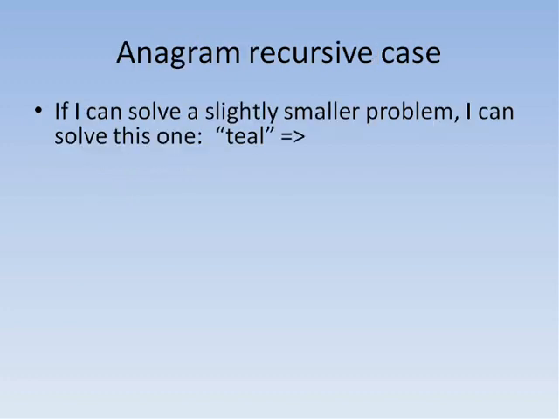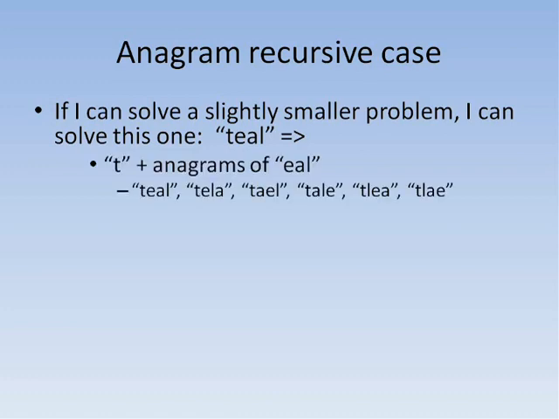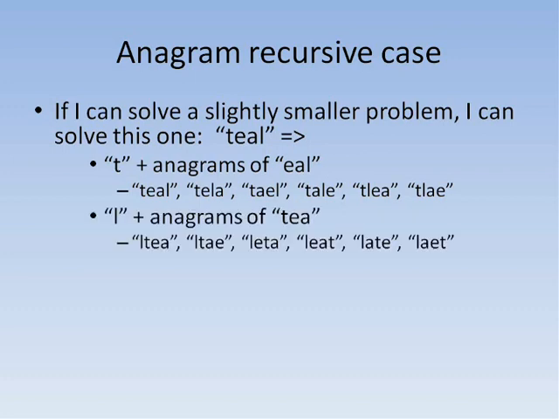The second rule of recursion is, if I can solve a slightly smaller problem, I can solve this one. Consider the word teal. In this case, we'd want to print all of the anagrams of a word of length 4. How could we make the problem smaller? Well, we could remove a letter, leaving eel. If we were able to get all of the anagrams for eel, we could put a T on the front and have a bunch of anagrams for teal. That's not enough, though, as we miss anagrams like late or leet.